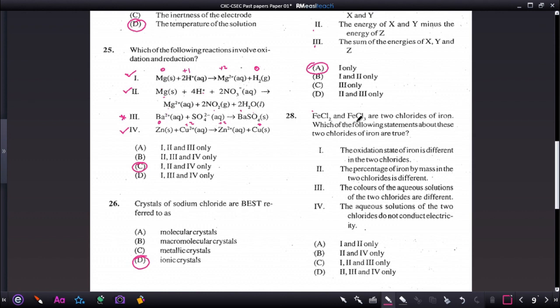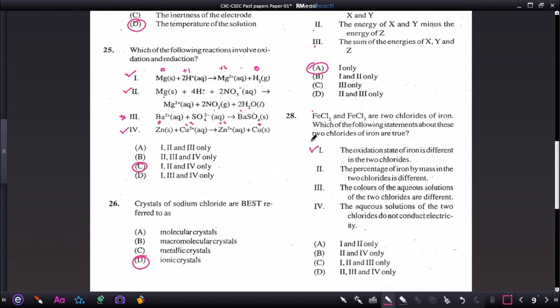The oxidation state of iron is different in the two chlorides. That's true. One is 2 and one is 3. The percentage of iron by mass in the two chlorides is different. That is true, but we can work it out. So here we have ferrous chloride, which is iron 2 chloride. So let us work it out.